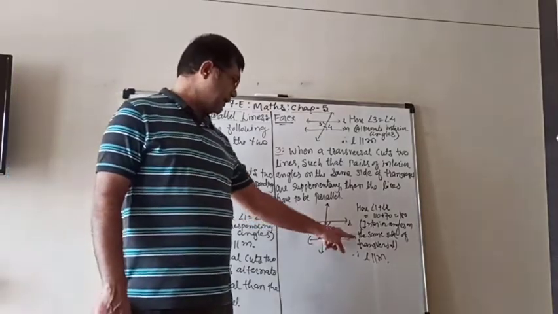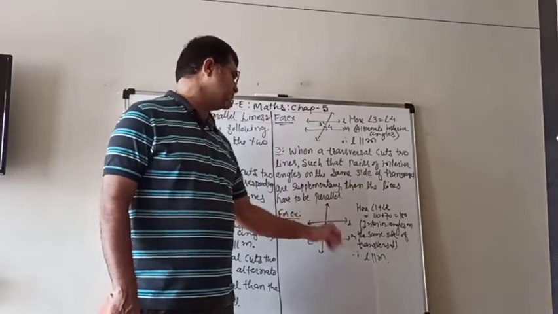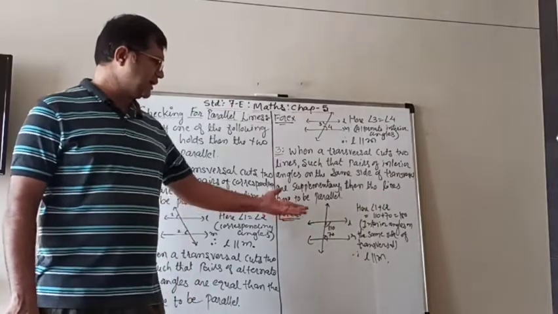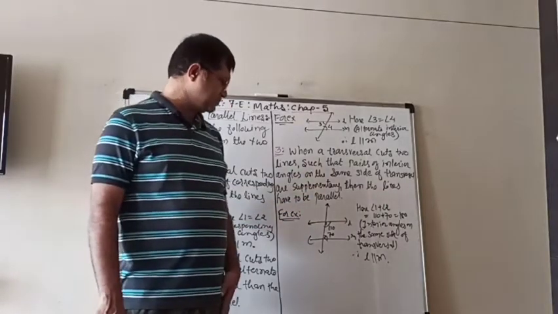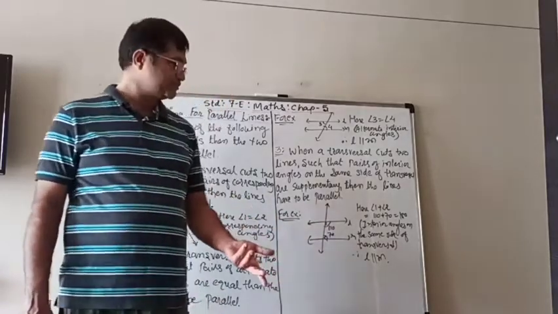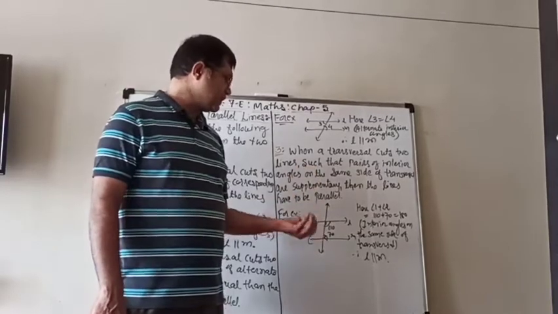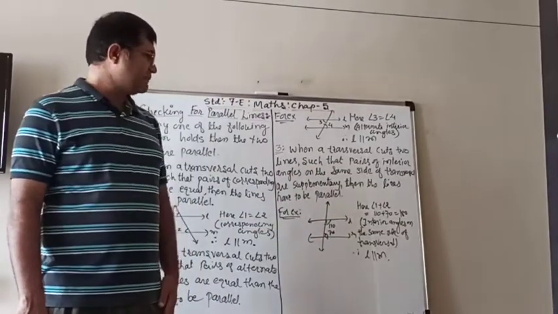Here L and M are there, angle 1 and angle 2 are 110 and 70. So 110 plus 70 is 180. So the interior angles on the same side are supplementary. So angle 1 and angle 2 are supplementary here. And therefore we can say that L is parallel to M.